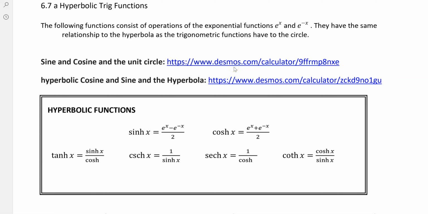So this video is going to introduce hyperbolic trig functions. What they basically are is a combination of the functions e to the x and e to the negative x. We're going to add them, subtract them, divide by 2. And we end up with our hyperbolic function.